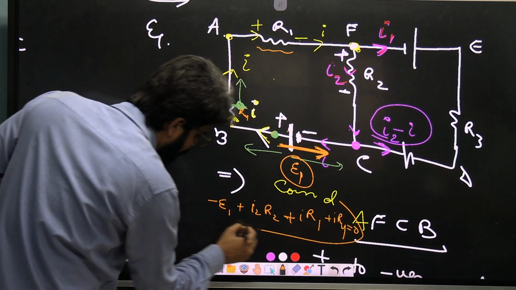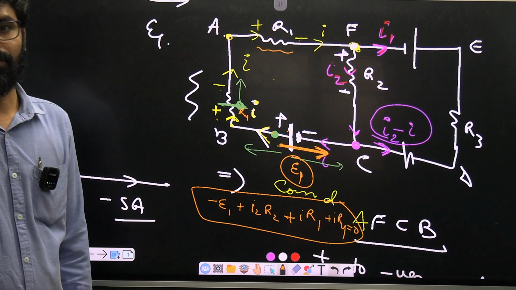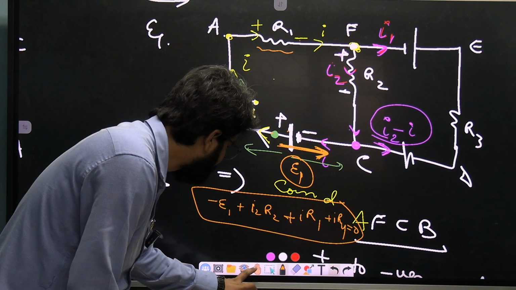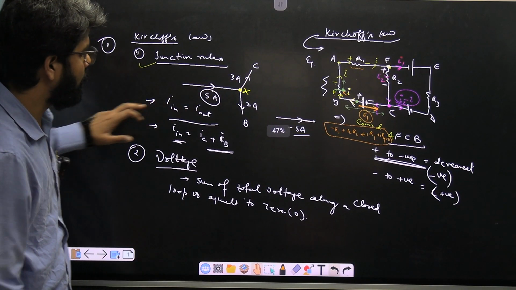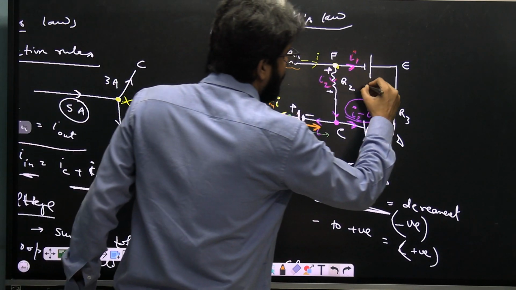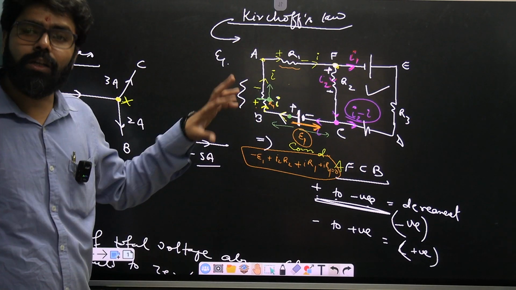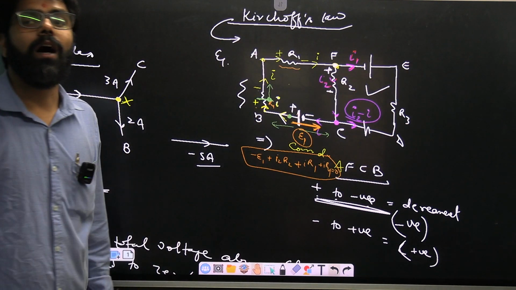So this is my one expression for the one loop. This is how I get one equation. I'll put in the different values for that one. Again for this loop I'll get another equation, and if I consider this whole loop, I'll get another equation.